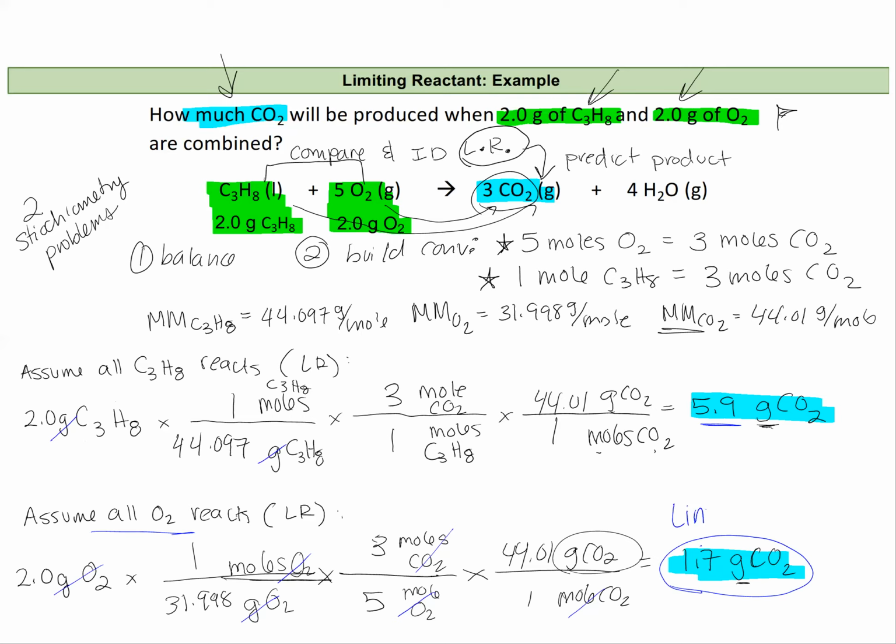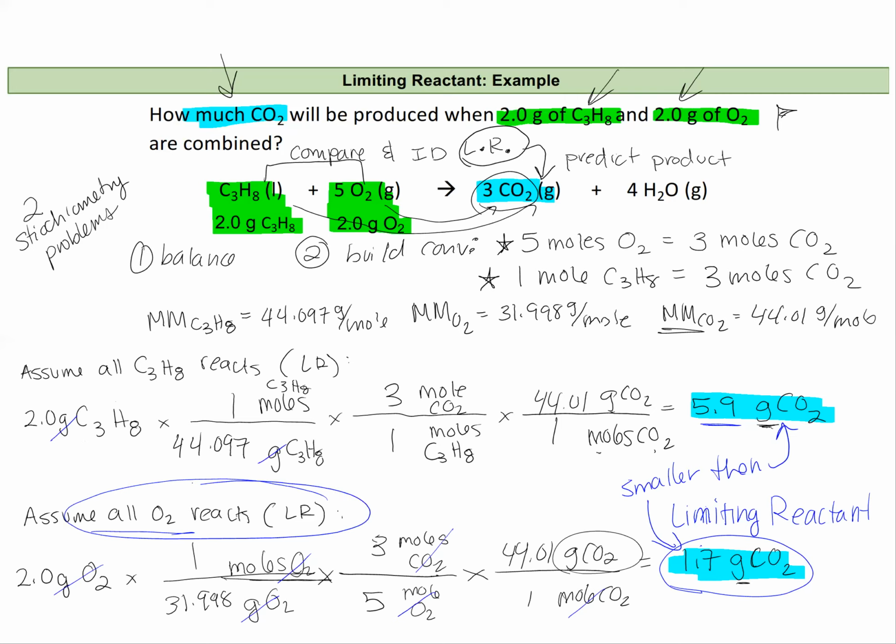That makes my limiting reactant the oxygen, because this one is smaller than the answer I got from propane. So oxygen is my limiting reactant, and I produce 1.7 grams of carbon dioxide.